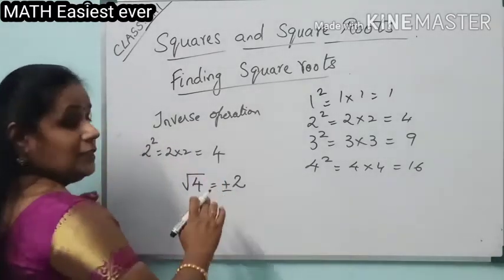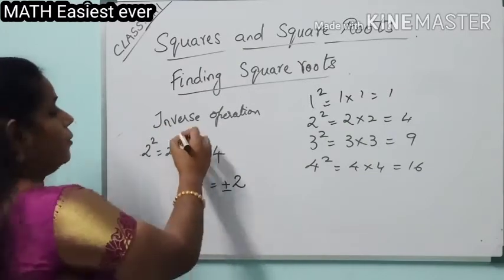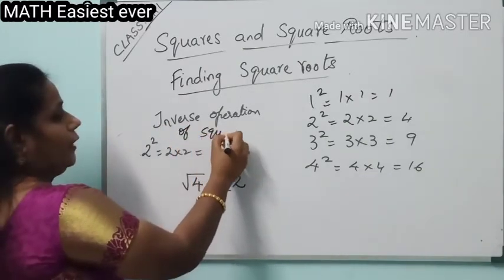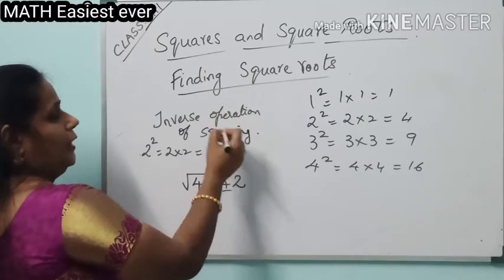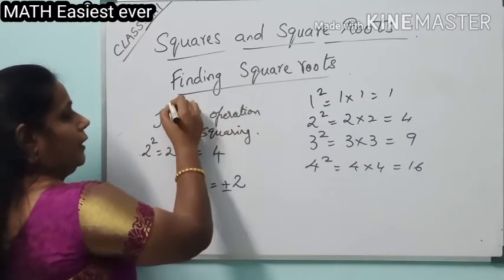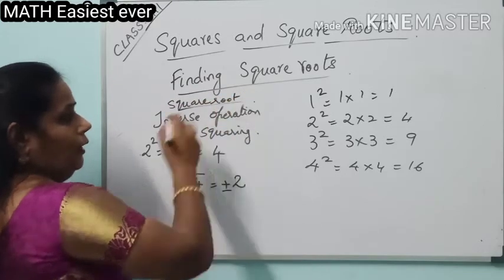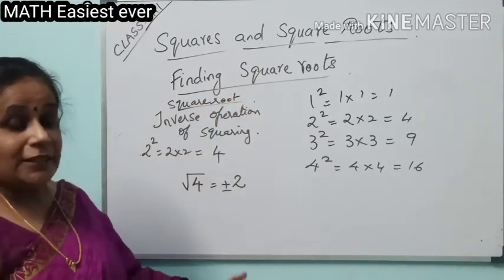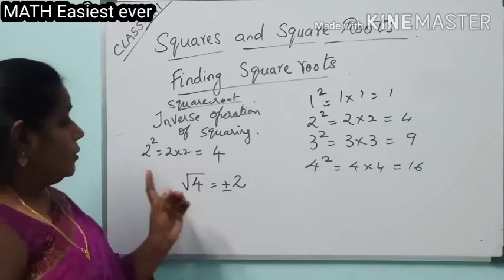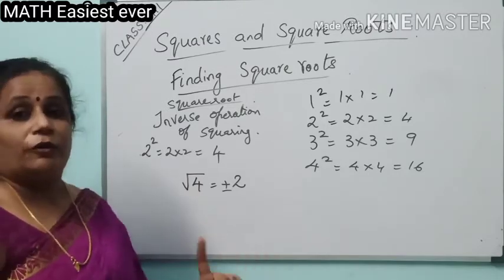So, square root is the inverse operation of squaring. The inverse operation of squaring is your square root. Whenever you recall square root, it means the inverse operation of squaring. So, 2 square is 4 and square root of 4 is 2.